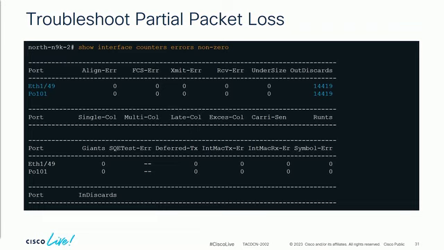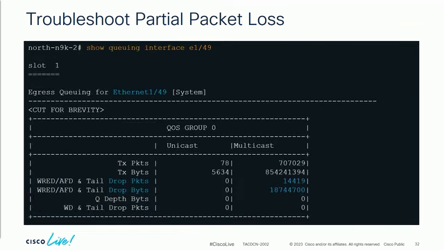Okay, so we see output discards, right? We want to look at show queuing. To see if we do see output discards, we can look at this output to see more information about those drops.